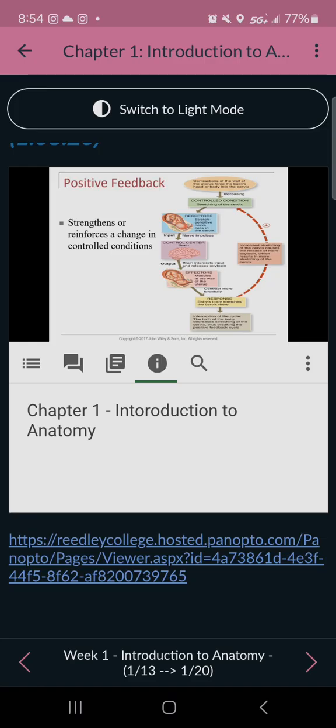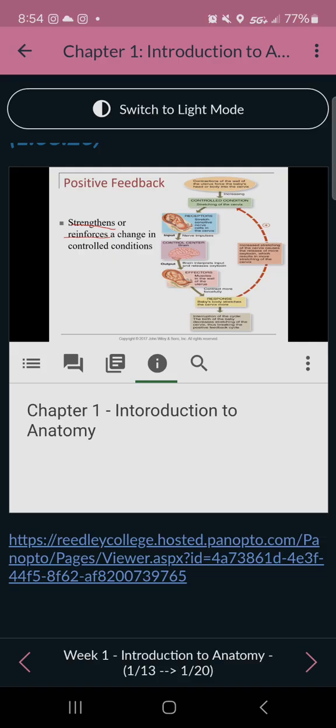Now we're going to talk about positive feedback. Unlike a negative feedback system, a positive feedback system tends to strengthen or reinforce a change in a controlled condition. In a positive feedback system, the response affects the controlled condition differently than in a negative feedback system.